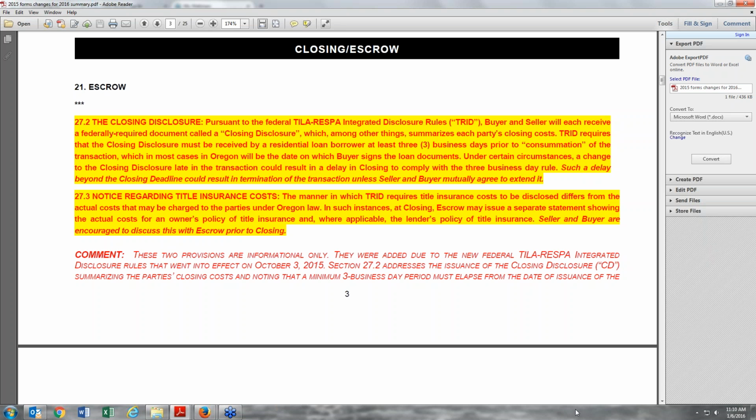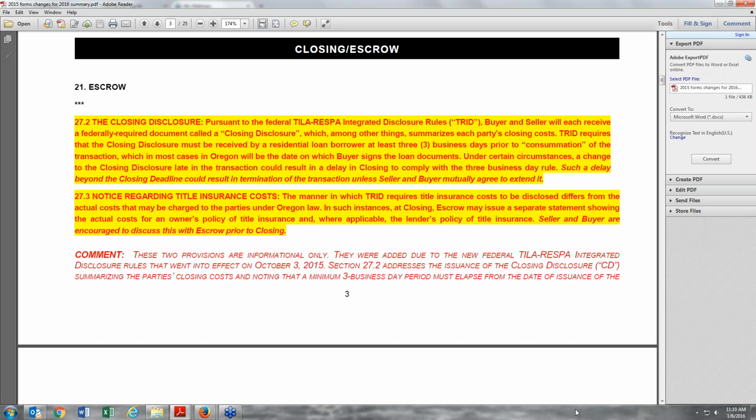TRID requires that the closing disclosure must be received prior to, quote, consummation. And then what we've said is, which in most cases in Oregon will be the date on which the buyer signs the loan documents. Under certain circumstances, a change to the closing disclosure late in the transaction could result in a delay in closing to comply with the 3 business day rule. Such a delay beyond the closing deadline could result in termination of the transaction unless seller and buyer mutually agree to extend it.